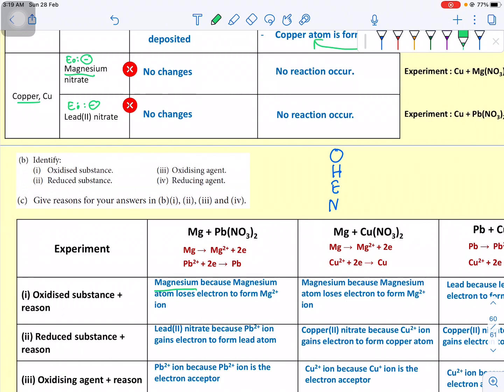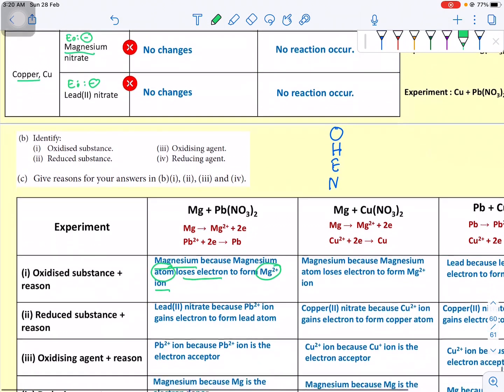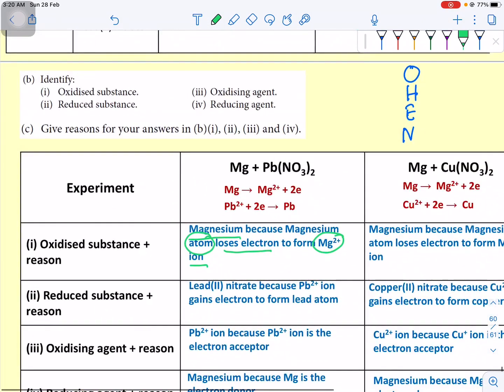Reason mesti pakai OHAN because lost electron, or maybe you want talking about oxidation number. This time dia guna magnesium atom. Make sure your statement is complete. Magnesium atom lost electron. Tak cukup lagi ayat to form magnesium ion. Okay. Who is reduced? Siapa yang berlaku reduction? Dia adalah pasangan dia lah. Pasangan dia adalah Pb nitrate, lead(II) nitrate. Why? Because lead(II) ion, ini pun jawapan based on OHAN, gain electron, dia jadi apa?